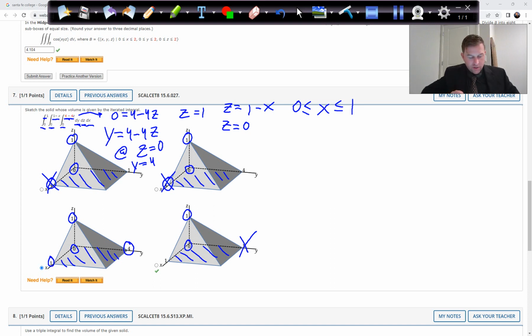You don't have to really think too hard about these equations up here. I mean, we use those equations, but you don't have to worry about plotting them. It just so happens, if you plot y equals 4 minus 4z, you will get this line here, 1 to 4.